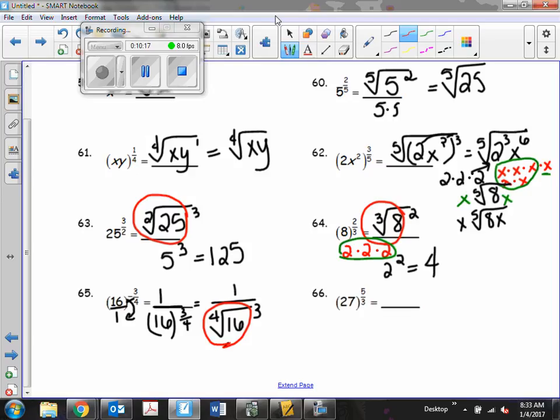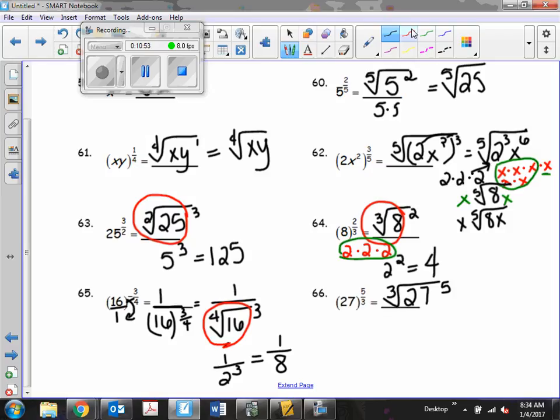So that means that I am going to have 1 over 2, and then now that's to the third power. Well, 2 to the third power is saying 2 times 2 times 2, which is 8. So your answer for this one is 1 over 8. And if we look at number 66, same idea. So I'm going to break it up into that radical. Since 3 is on bottom, it's going to be the cube root of 27 raised to the 5th power.